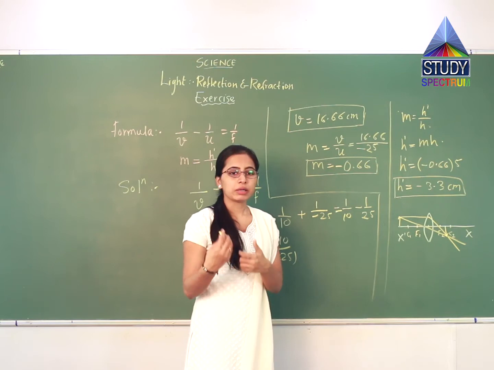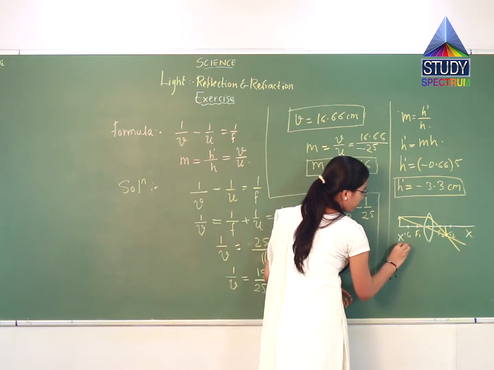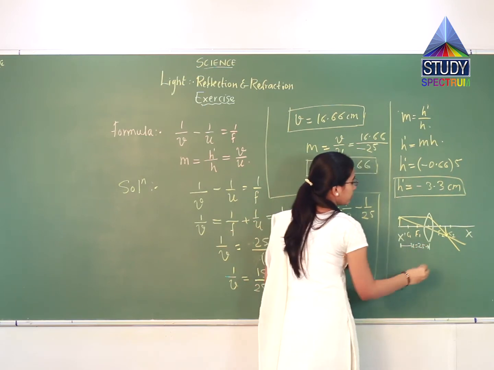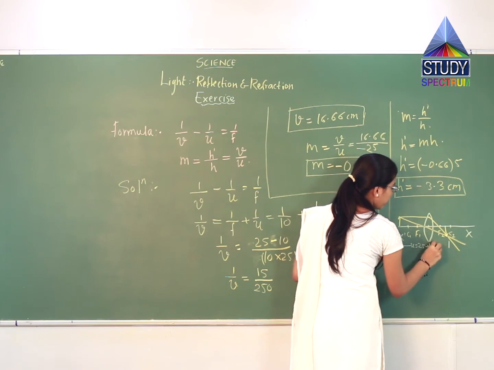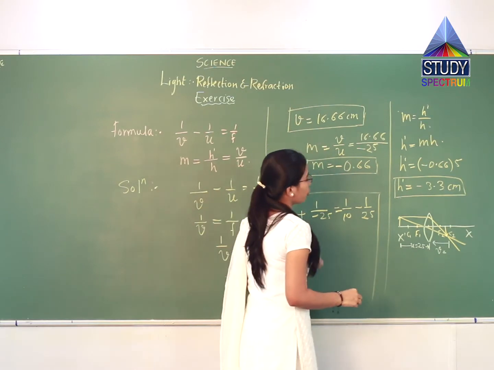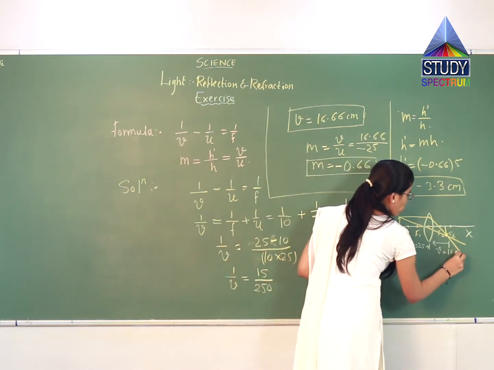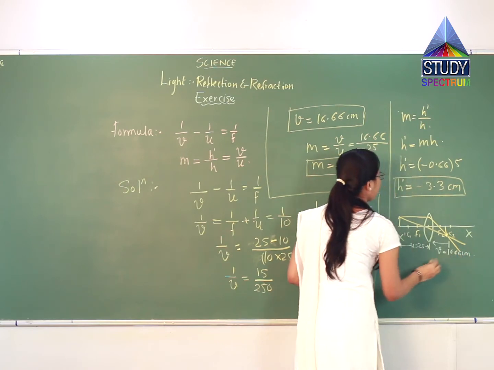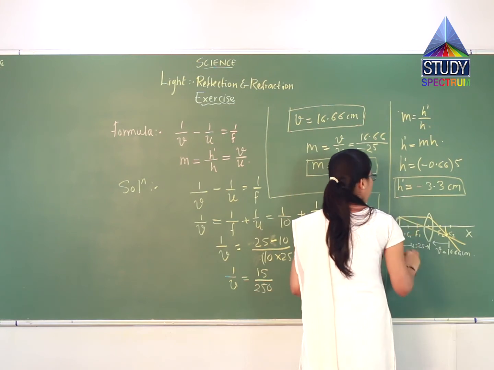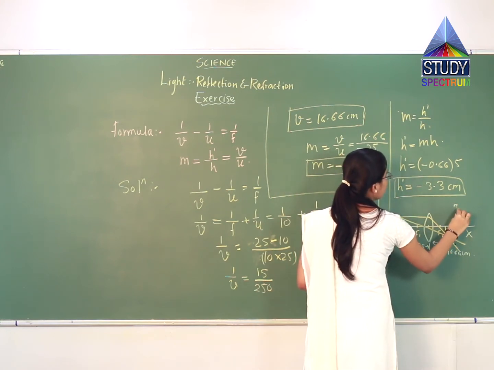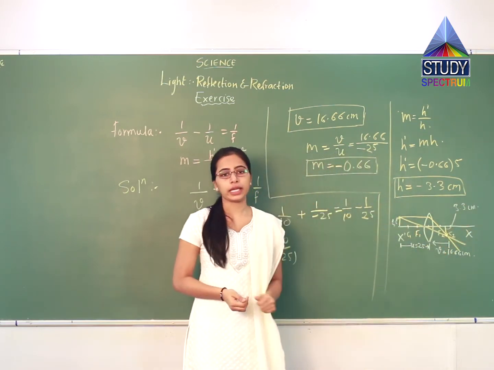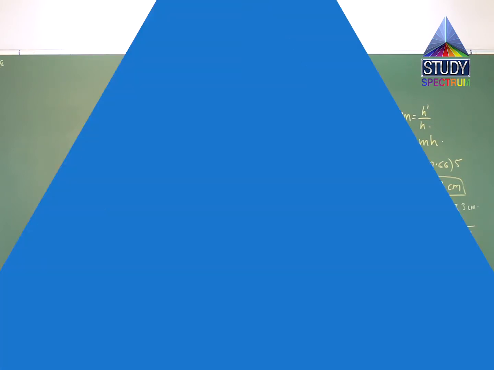So if you want, you can show the distances also like this. This is u, which is 25. Then this will be v here, which we calculated as 16.66. And also here 5 centimeter and here 3.3 centimeter. So like this you can draw the ray diagram here and name it accordingly.